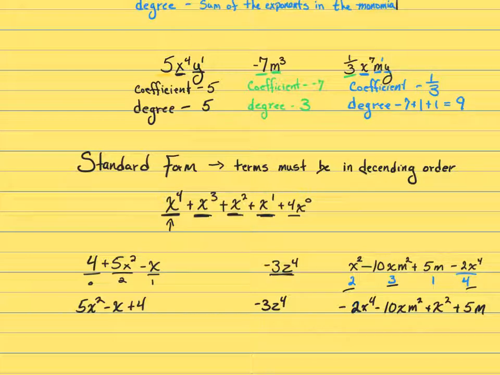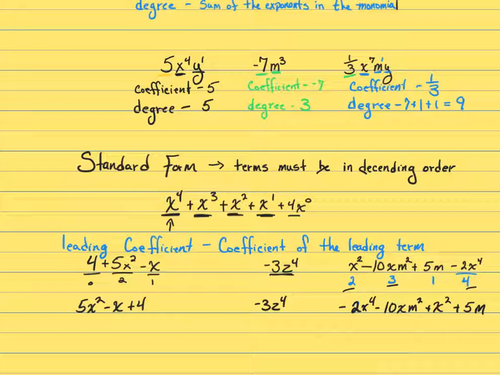Now, once a polynomial is put into standard form, we have another term that we need to pay attention to, which is called the leading coefficient. If we want to find the leading coefficient in each one of these, we're just looking for the coefficient of the leading term, or the term that has the highest degree. So here, my leading term is going to be 5x squared, and the coefficient of that term is going to be 5. So the leading coefficient, which I'm just going to put as LC, is going to be 5.